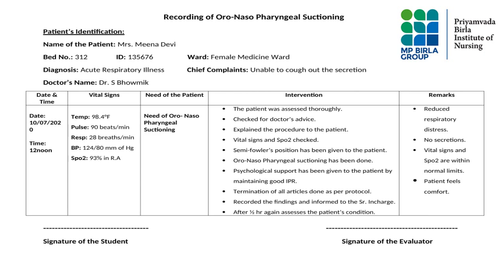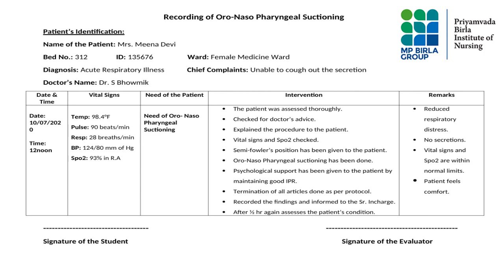Next, oro and nasopharyngeal suctioning has been done. After that, psychological support has been given to the patient by maintaining good IPR. IPR means interpersonal relationship, meaning good communication with the patient. After the procedure, you have done termination. So, here comes the next point, termination of all the articles done as per the protocol, as per the biomedical waste management protocol that I have already discussed in the termination part.